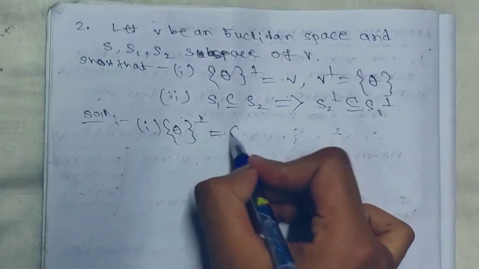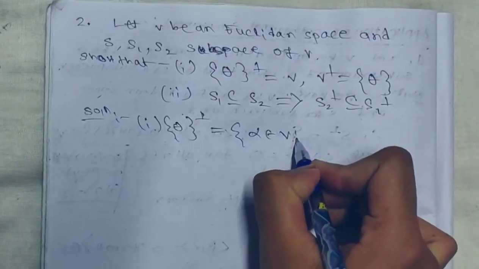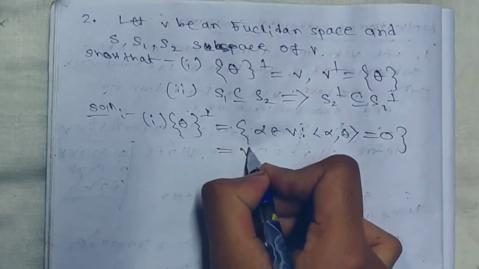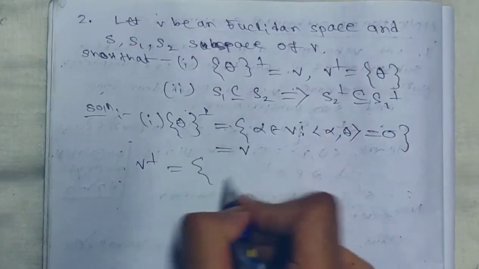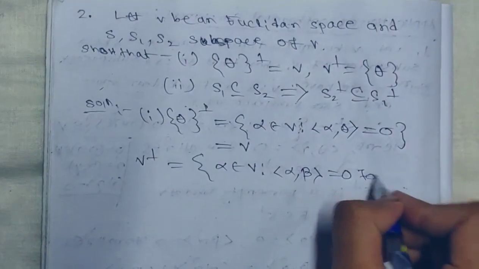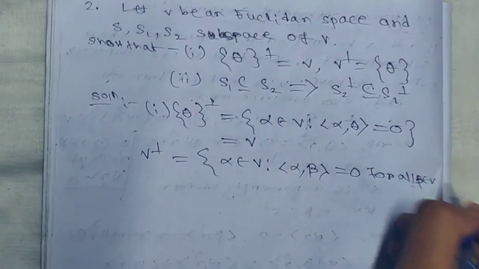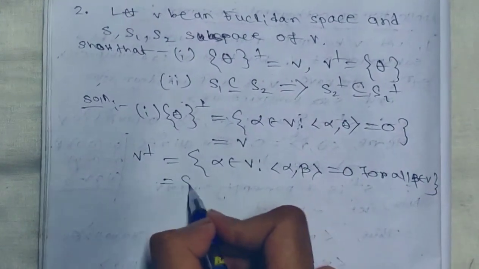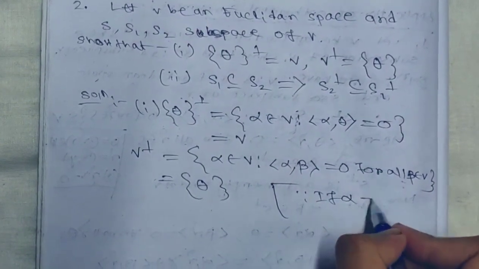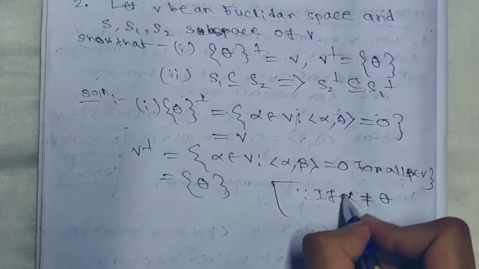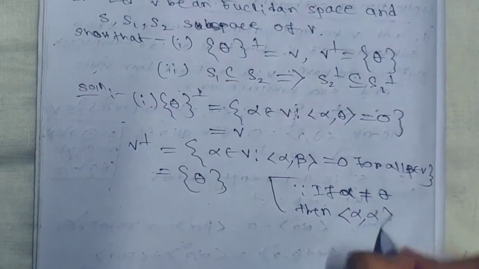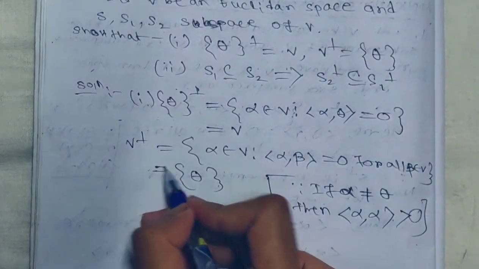Now theta bar equals alpha belongs to V such that inner product of alpha, theta equals 0, that is equals V. Also V bar equals alpha belongs to V such that inner product of alpha, beta equals 0 for all beta belongs to V, and that is equals theta. Why? Because if alpha not equals theta, then inner product of alpha with itself will be greater than 0. So that is equals theta.